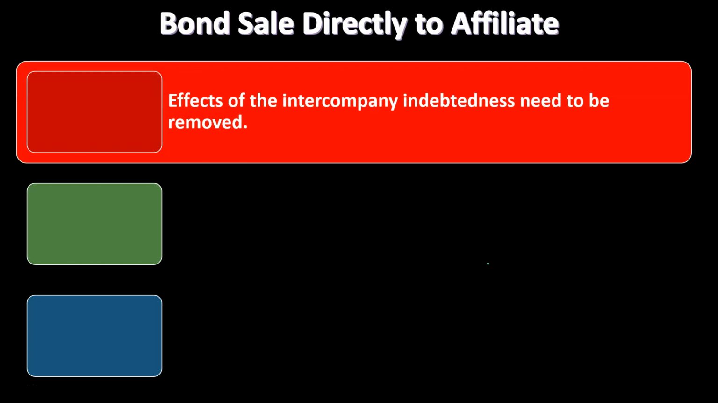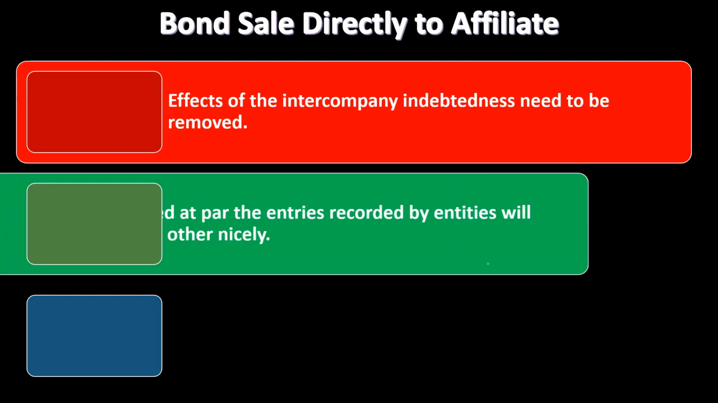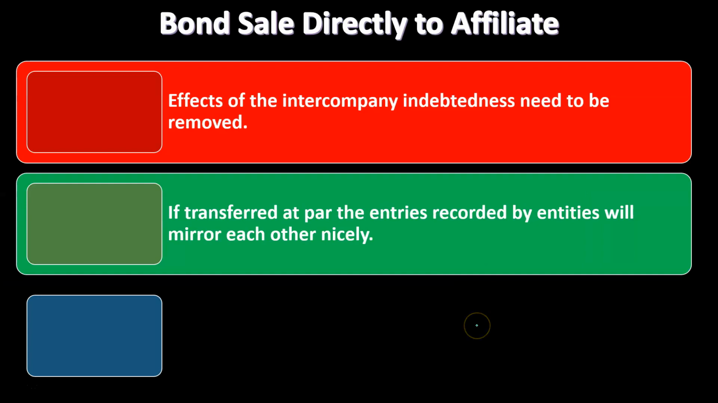So obviously we're going to have to remove that transaction because we basically sold bonds to ourselves. We loaned money to ourselves from the perspective of a consolidated entity. So we'll have to remove it. If transferred at par, the entries recorded by the entities will mirror each other nicely.